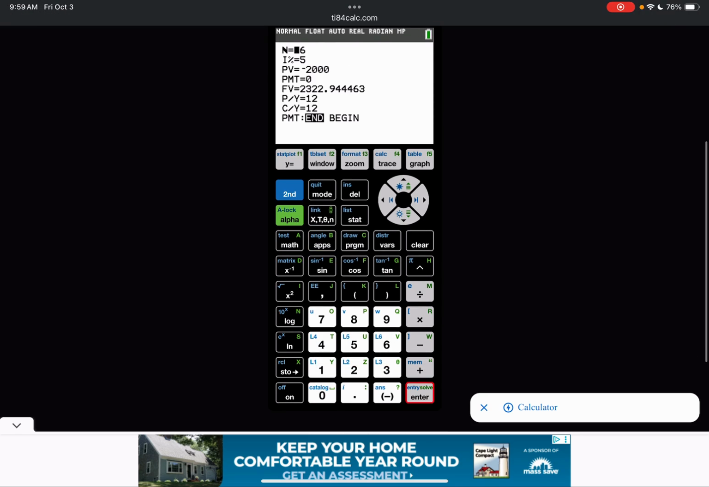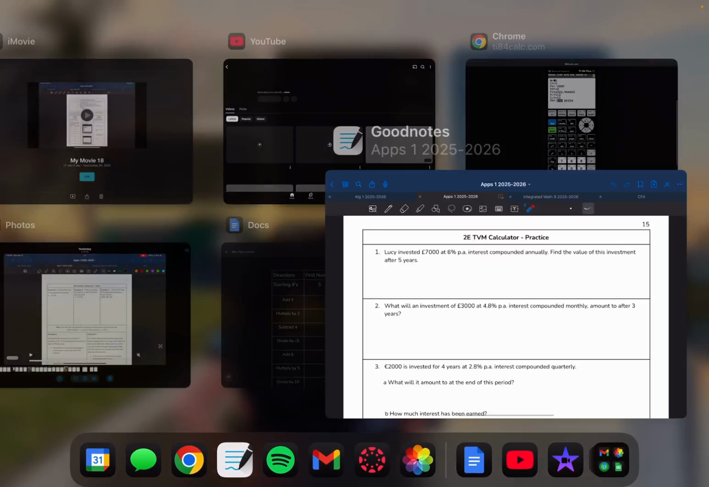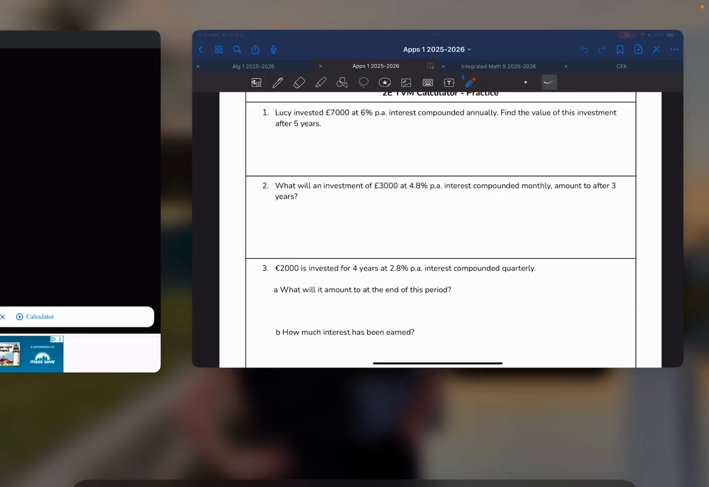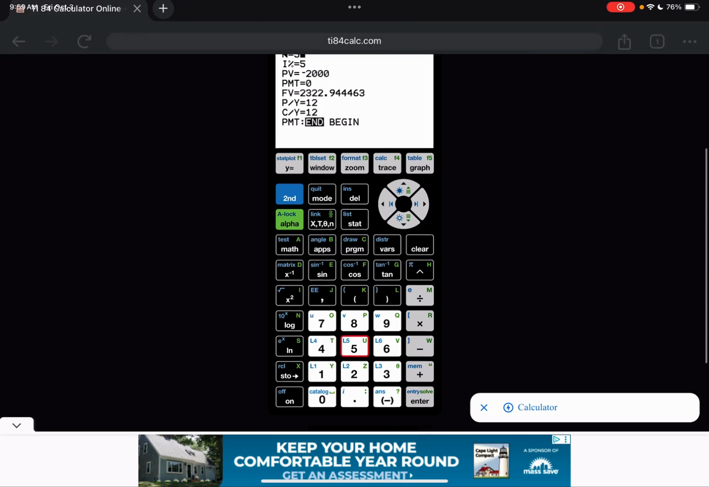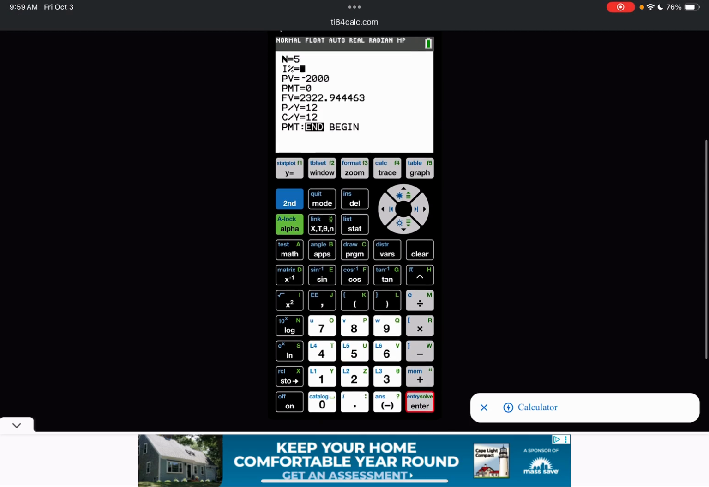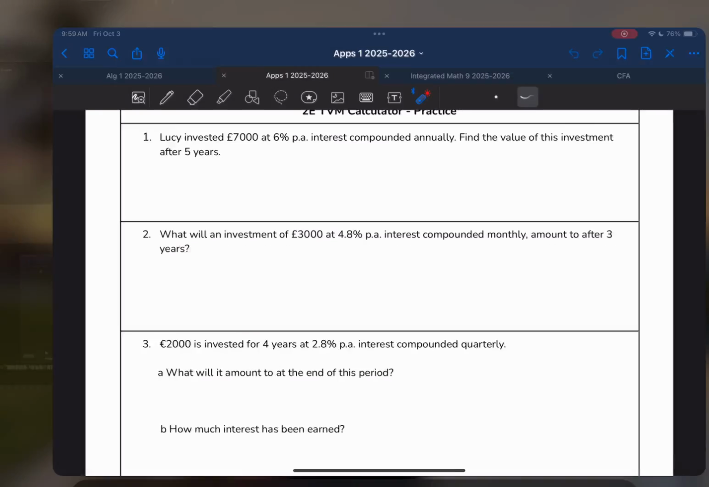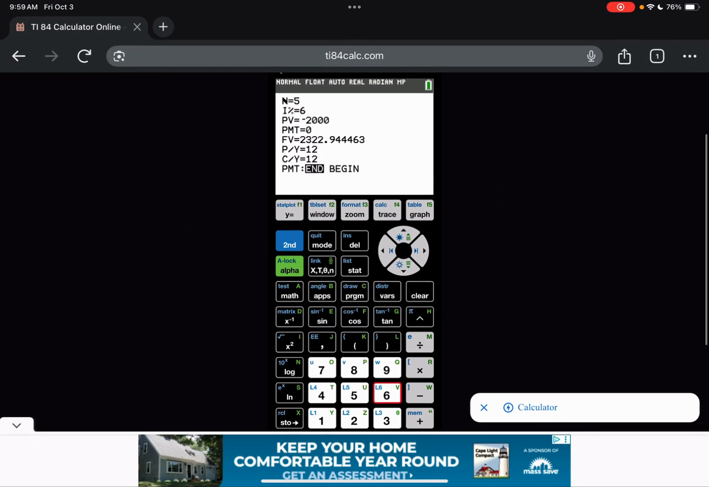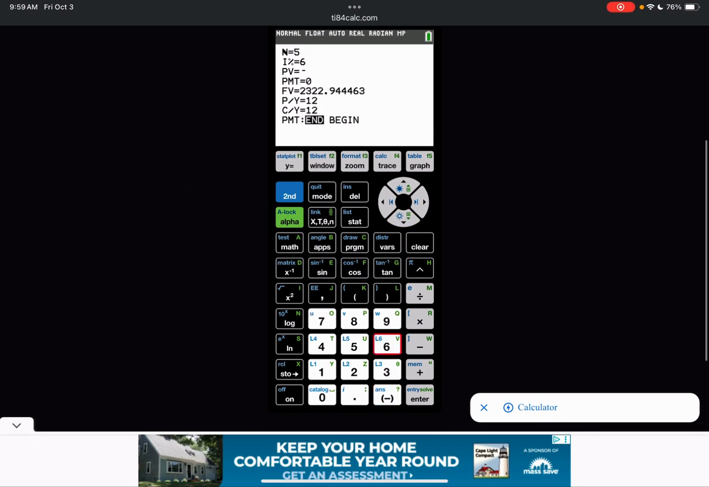Okay, let's go back into here. Our N in this case would be the number of compounding periods. So we have 5 years, and in each year we only have one compounding period. So here our N is 5. Our interest rate, we saw that that would be 6%, a present value of negative 7,000.